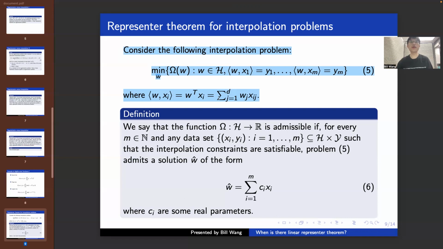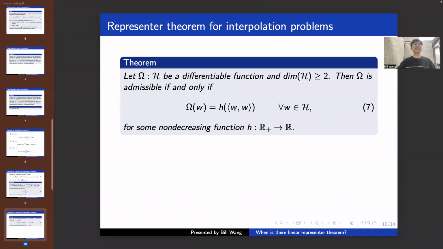the linear representer theorem to hold, and we define a term, admissible. It is essentially saying that when the penalty function omega is admissible, then given that the interpolation constraint is satisfiable, the linear representer theorem holds for this interpolation problem. And the linear representer theorem is stating that the solution of this problem is a linear combination of the input data. All right.